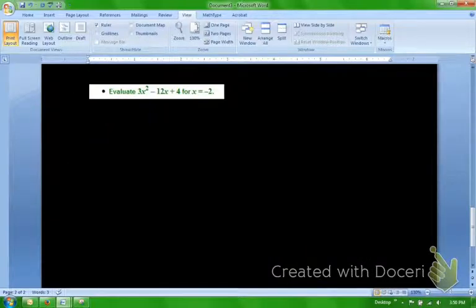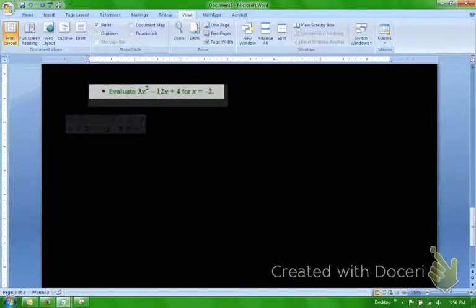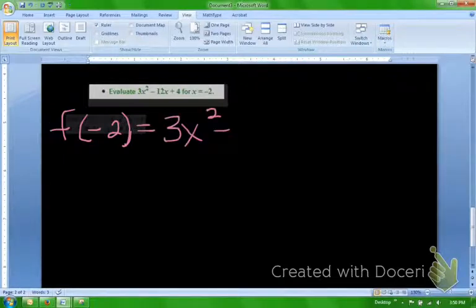Let's quickly run through another example. 3x squared minus 12x plus 4 for x equals -2. You will see these written like this a lot of times. And let me switch to drawing mode for you. So you're going to have f of -2 equals 3x squared minus 12x plus 4.